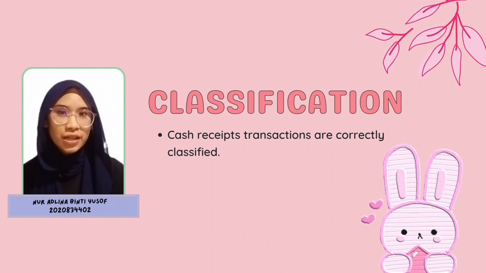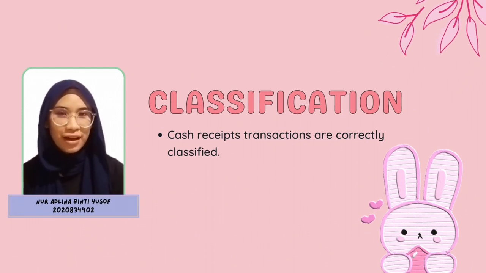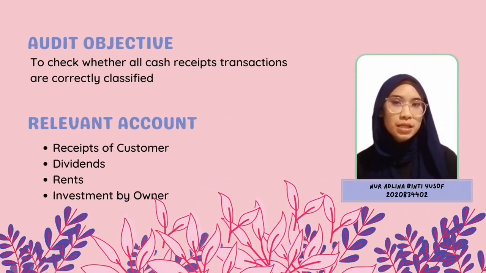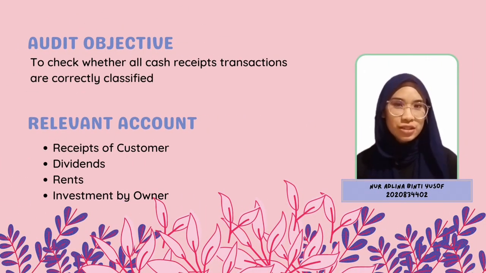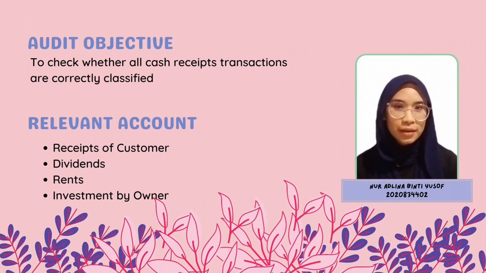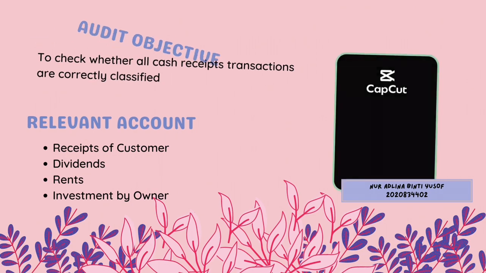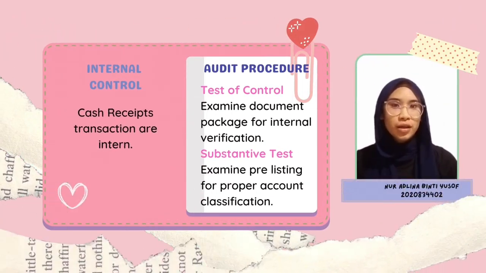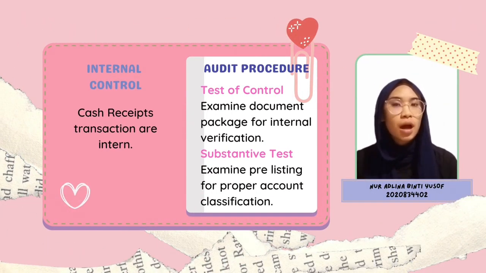Move on to classification of cash receipts. Cash receipt transactions are correctly classified. The audit objective is to check whether all cash receipt transactions are correctly classified. There are four relevant accounts, which are receipts from customers, dividends, rents, and investment by owner. For internal control, cash receipt transactions are internally verified.